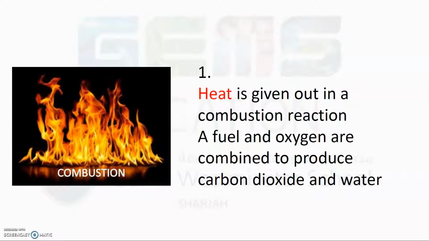Here, number one, heat is given out in a combustion reaction. Fuel and oxygen are combined to produce carbon dioxide and water. So this is exothermic because heat is given out to the surroundings.